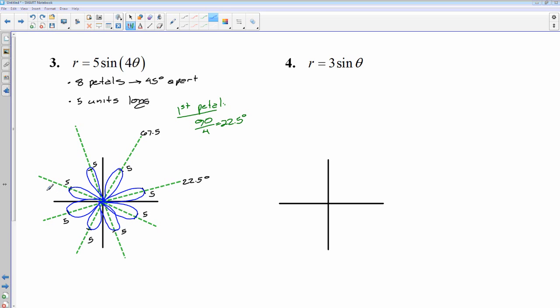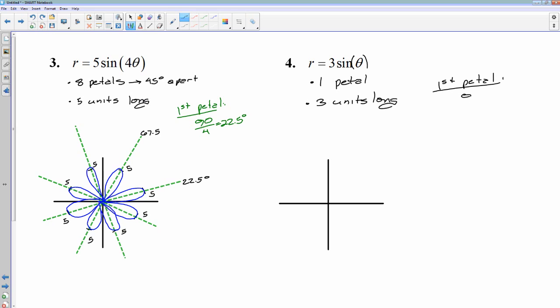All right. And then there's one more, 3 sine 1 theta. This one I didn't put in parentheses, but it's 1 theta. That means there would be 1 petal, right? It's 3 units long. And in order to find the angle at which that 1 petal goes, that 1 petal is going to be at the angle of 90 degrees divided by 1, which is at 90 degrees. So my one and only petal is going to go straight up towards 90 degrees. It is 3 units long.